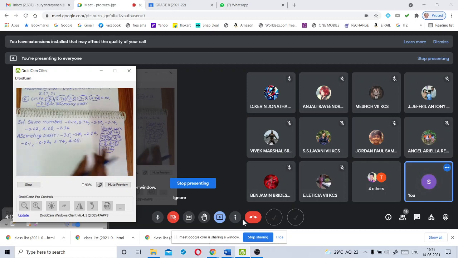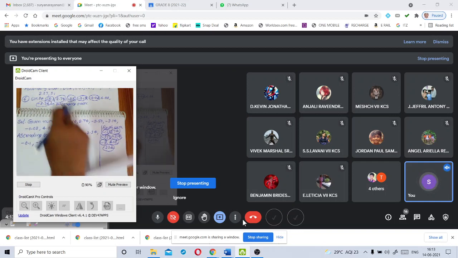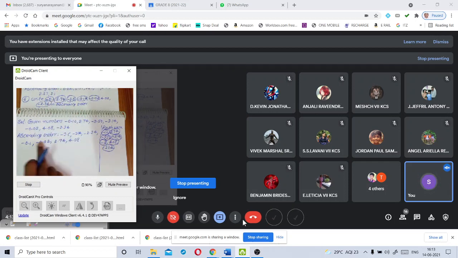Just imagine there is no decimal point, write the numbers, and arrange them in ascending order according to the given numbers. Just round off the numbers and write them in ascending order. Okay, my children, understood? How to write given numbers in ascending order and also in descending order. Now I will give you fractions, and how to write them in ascending or descending order.